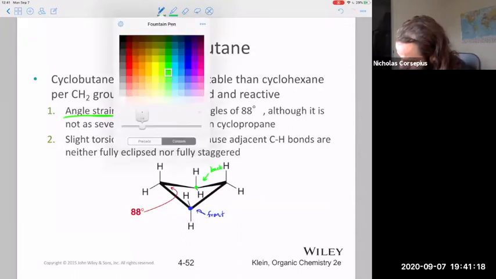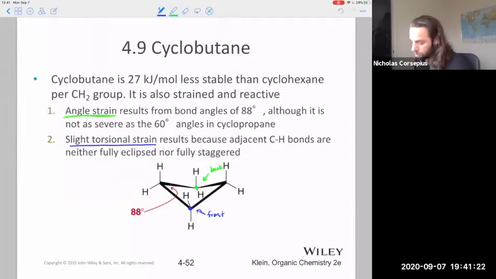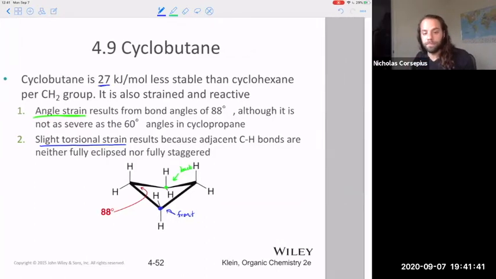However, the torsional strain is really just not as bad as it was in the cyclopropane. There's only a slight amount of torsional strain because it kinks itself in such a way that its hydrogens don't have to be fully eclipsed, although they're not fully staggered either. So it's still pretty unstable, but not as bad as cyclopropane.